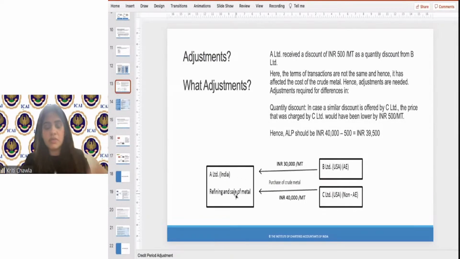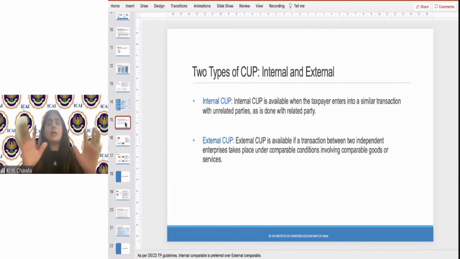There was a question here that in your example, you were talking about purchase at 30,000, which is less than 40,000, resulting in increase in profit. But this is an Indian entity that we're talking about. So if we're looking at it from an Indian entity's perspective, the question really reverses. And hence you'll have to make sure that for this Indian entity, it is at ALP. Sorry, I'm trying to answer a specific question on the chat box right now. But let's come back to internal CUPs and external CUPs.